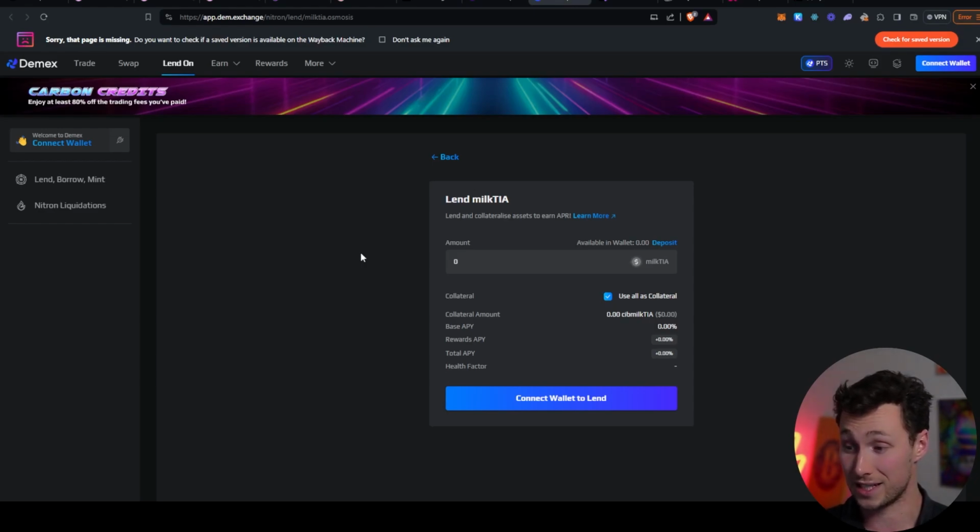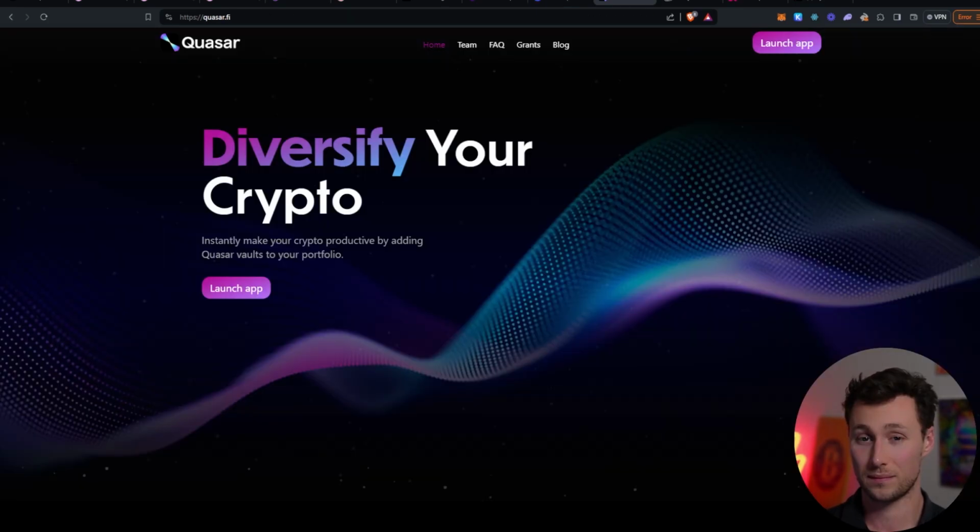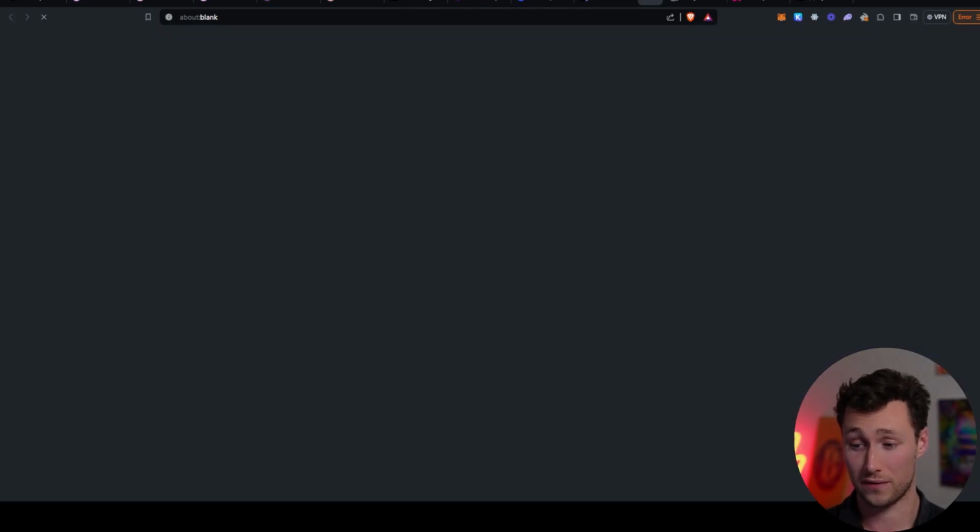Next up, we have DMEX. This allows you to lend your milkTIA as well. And again, this one has a base APY of 0%. So basically, you're lending out your milkTIA with the hope of qualifying for those M points. DMEX is also a trading platform. And then finally, you have Quasar Finance.